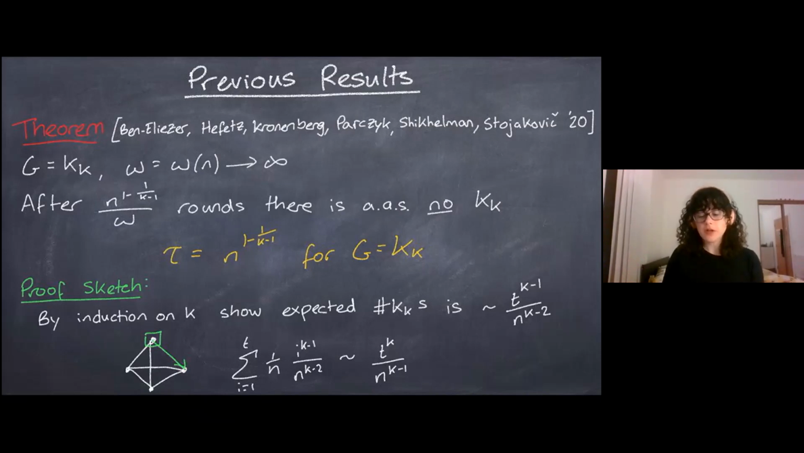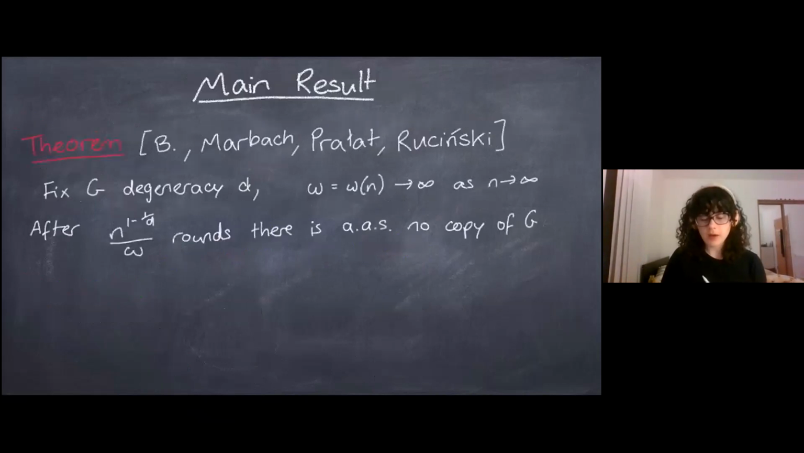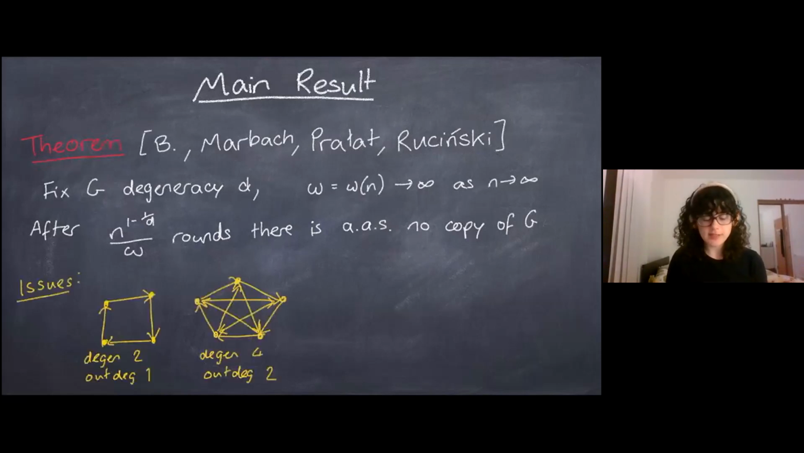So those are their previous results, and what we have managed to do, me and my co-authors, Trent Marbach, Paul Polat, and Andrei Roginski, is do the general lower bound. We've shown that for any graph G of degeneracy D and some function omega that tends to infinity, no matter what your strategy is, after n to the 1 minus 1 over D over omega rounds, you can't create a copy of G. Before I outline the proof, I want to say some reasons why this was not immediately obvious to the previous authors, and why this is more difficult than their theorems.